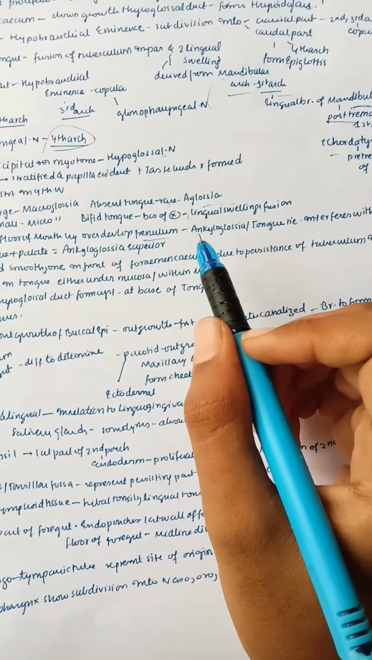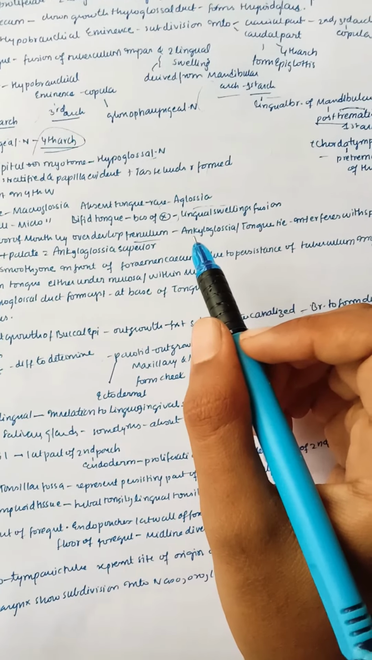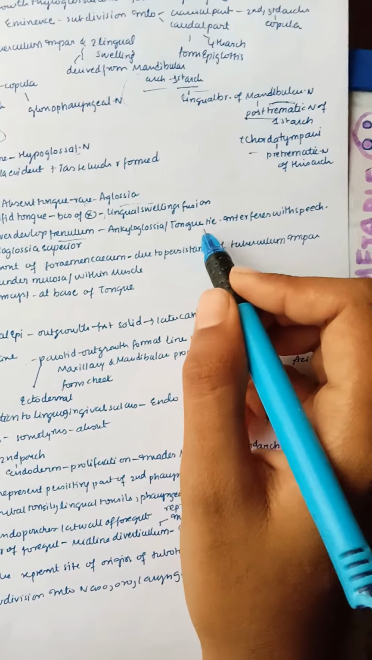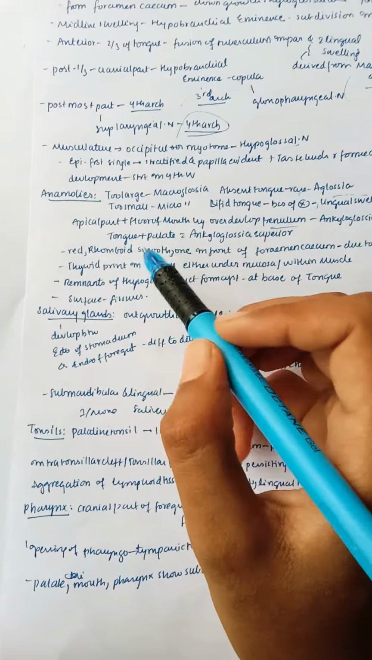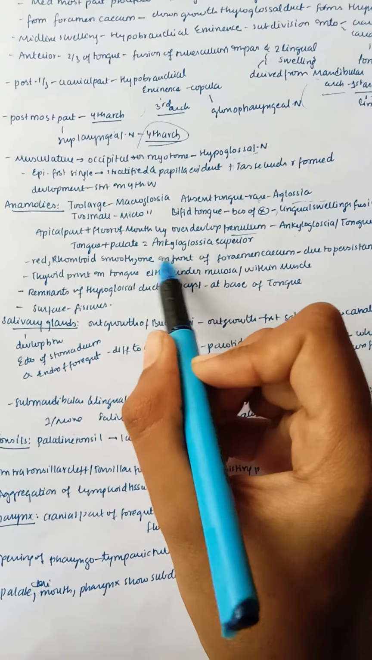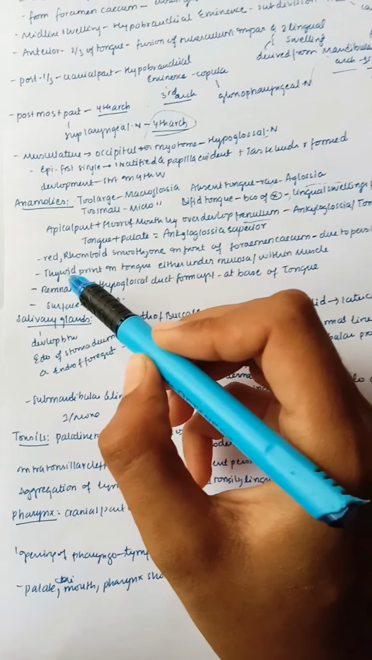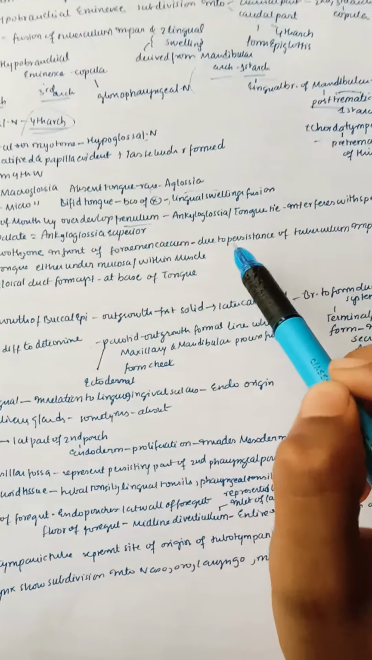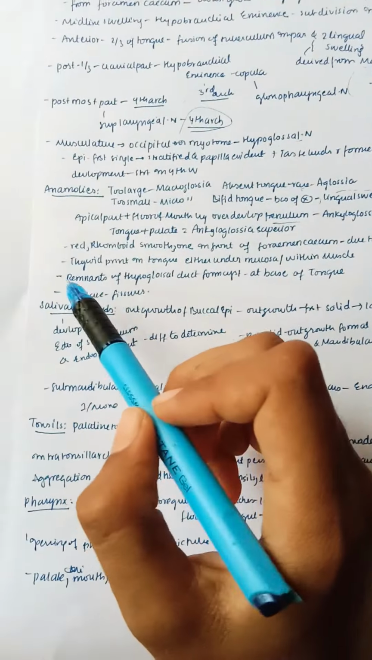it is present in the lower part of the tongue, right? Even you can feel it now, but if I feel it, I can't talk properly. And it is called ankyloglossia or tongue tie. It interferes with speech. That's what I was saying now. Then there is a red rhomboid smooth area in front of the foramen cecum. It is due to persistence of the tuberculum impar.